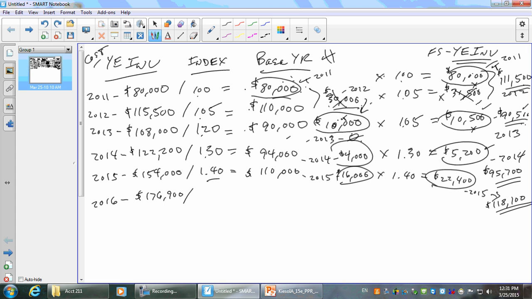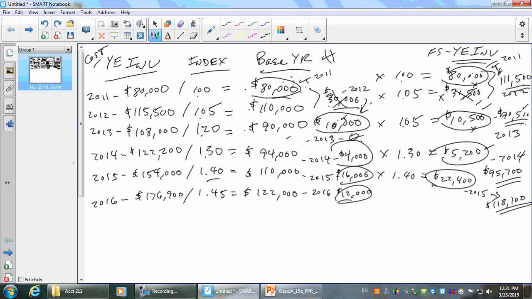What's the index? 1.45. And you got 142. So 12,000, the increase in 2016 is 12 grand more. Look at all these layers you could have. What are we up to? 1, 2, 3, 4, 5. You just track.